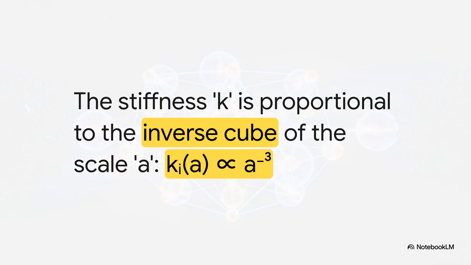So how does the cell react when you squeeze it? Well, that's where the simple but incredibly powerful stiffness law comes in. Basically, stiffness, we'll call it K, is proportional to the inverse cube of its size A. Let me put that in plain English. The smaller you squeeze it, the exponentially stiffer it gets, like way, way stiffer.